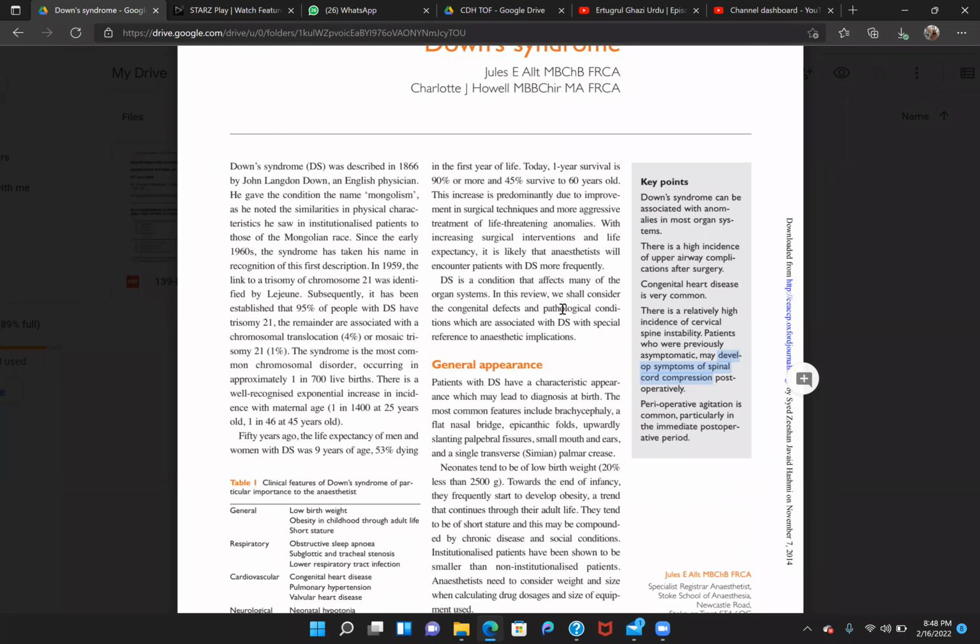Because of cervical instability, there will be chances that you are not able to have the sniffing position for the intubation. If you do it, that can create neurological injury. Okay. So this is also one thing. Subglottic stenosis is also there, and then there are chances of hypothyroidism. So effect of hypothyroidism.